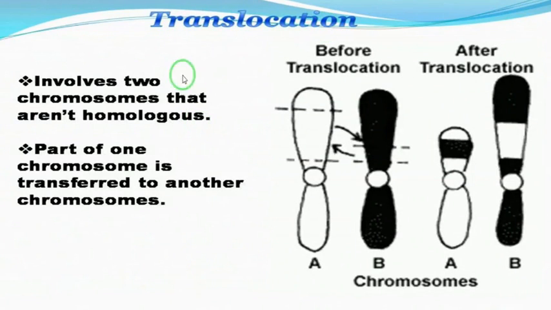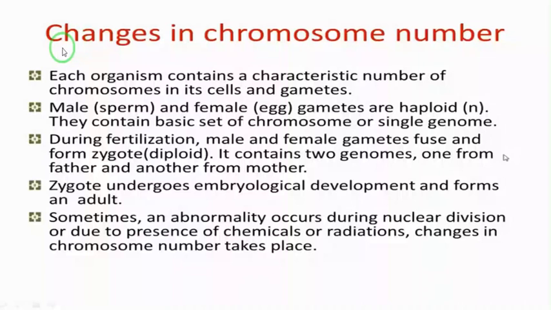Then the fourth one is translocation. Translocation involves two chromosomes that are non-homologous. Here two chromosomes are needed, but both are different. Both the chromosomes are different. Part of the chromosome is transferred to another chromosome. So this part is transferred into another chromosome. See after translocation, just see the difference. So this area is transferred into this chromosome. So this is known as what? Translocation.